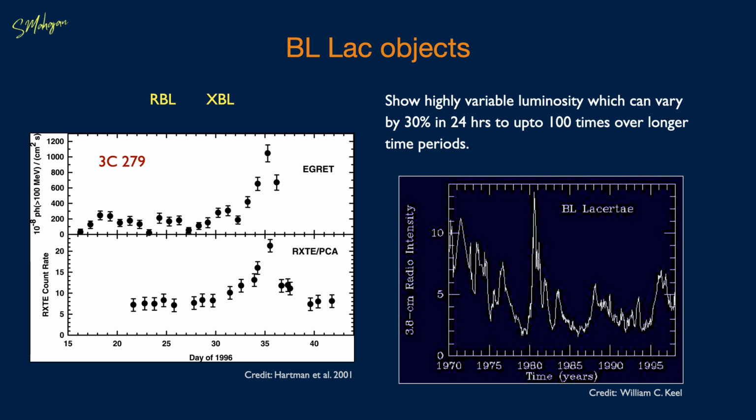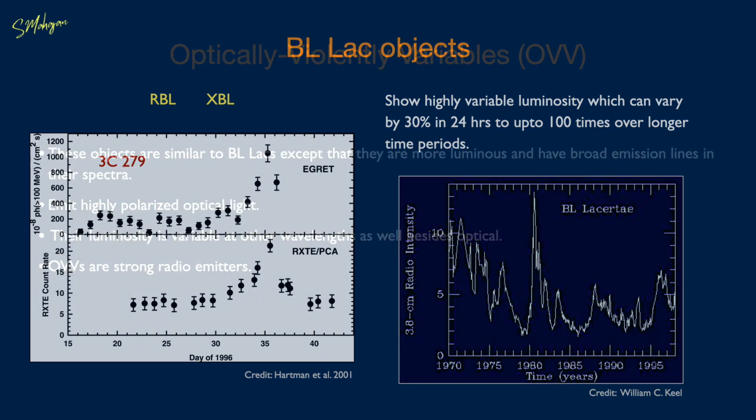BL-lacs showing variation in radio wavebands are called radio BL-lacs or RBLs. Similarly, those variable in X-rays, such as 3C279 shown here, are called XBLs. The top panel in this figure shows variability in X-rays, while the bottom panel represents gamma rays. Note that the luminosity varies by a factor of 10 in a matter of a few days.